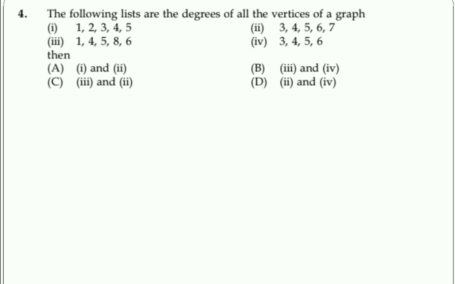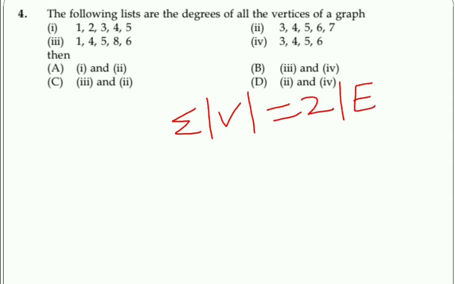It states that every finite undirected graph has an even number of vertices with odd degree, that is the sum of vertices theorem. So the sum of the degrees of the vertices is equal to 2 times the edges. That means the sum will be even. So we need to find out the sum of the degrees of all the vertices in the given options.